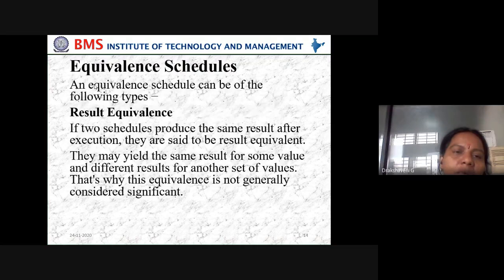So then we have seen about the equivalence schedule. An equivalence schedule can be of the following types. Result equivalence: if two schedules produce the same result after execution, they are said to be result equivalent. They may yield the same result for some values and different results for another set of values. That's why this equivalence is not generally considered significant.